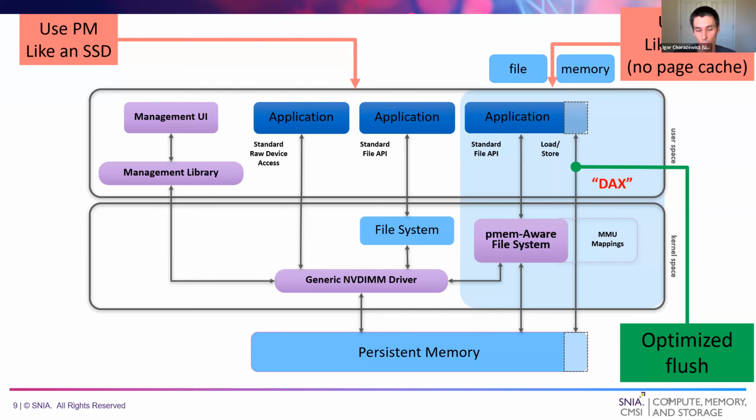And with those PMEM-aware file systems, we also have an optimized way of flushing, which allows you to skip the msync operation and hence operating system calls entirely. This will be explained in more detail later, but the most important thing is that if you want to use persistent memory in the most optimal way, this is usually the way to do it.